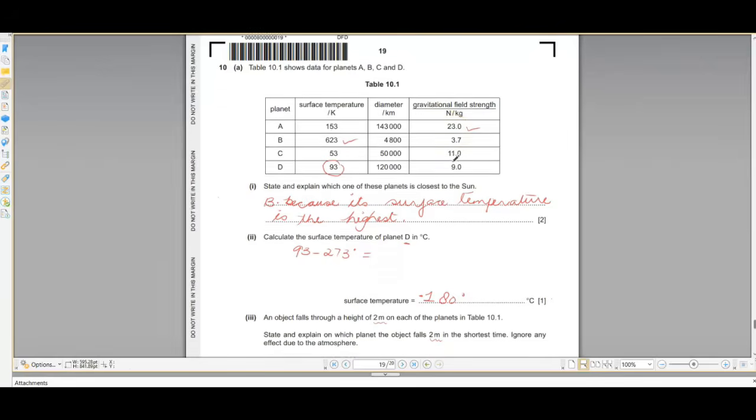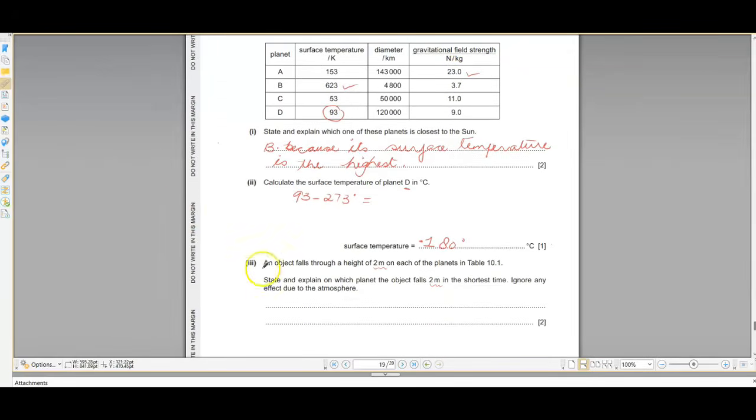So we are going to write that it will be shortest on planet A, as the time taken to fall will be shortest when acceleration due to gravity is highest.